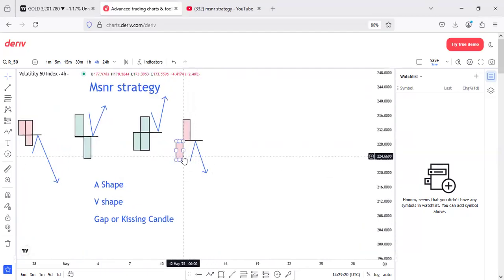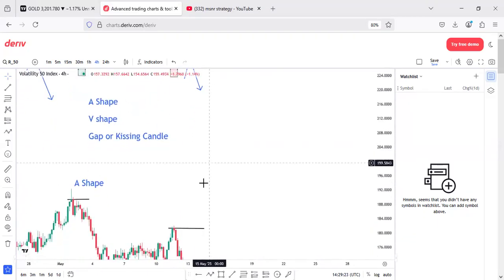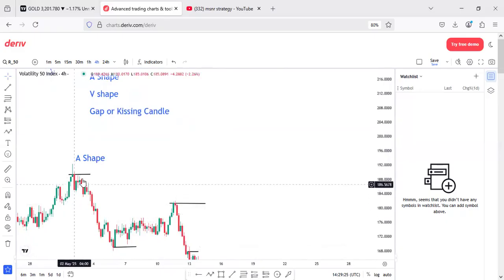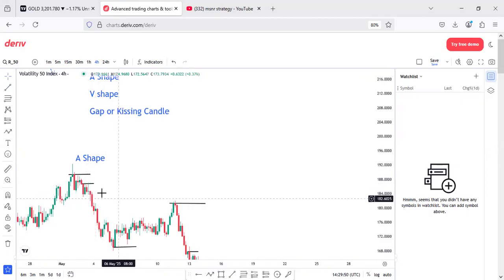A bearish gap and a bearish kissing candle. If you notice, this is a momentum red candlestick, this one, and this. Then this is a gap here, in between the candlesticks. Price pushed up, but wasn't able to break the gap, giving you weak candlesticks, weak rejections. Boom, price went down massively.